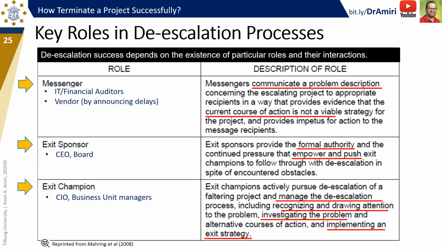The success of this de-escalation process depends on the existence of particular roles and their involvement in the process. First, we need messengers who can communicate their problems with the current course of actions. They provide evidence that continuing with the project is not viable. These messengers can be IT auditors or financial auditors, but vendors themselves can unwillingly play the role by announcing the delays in the projects.